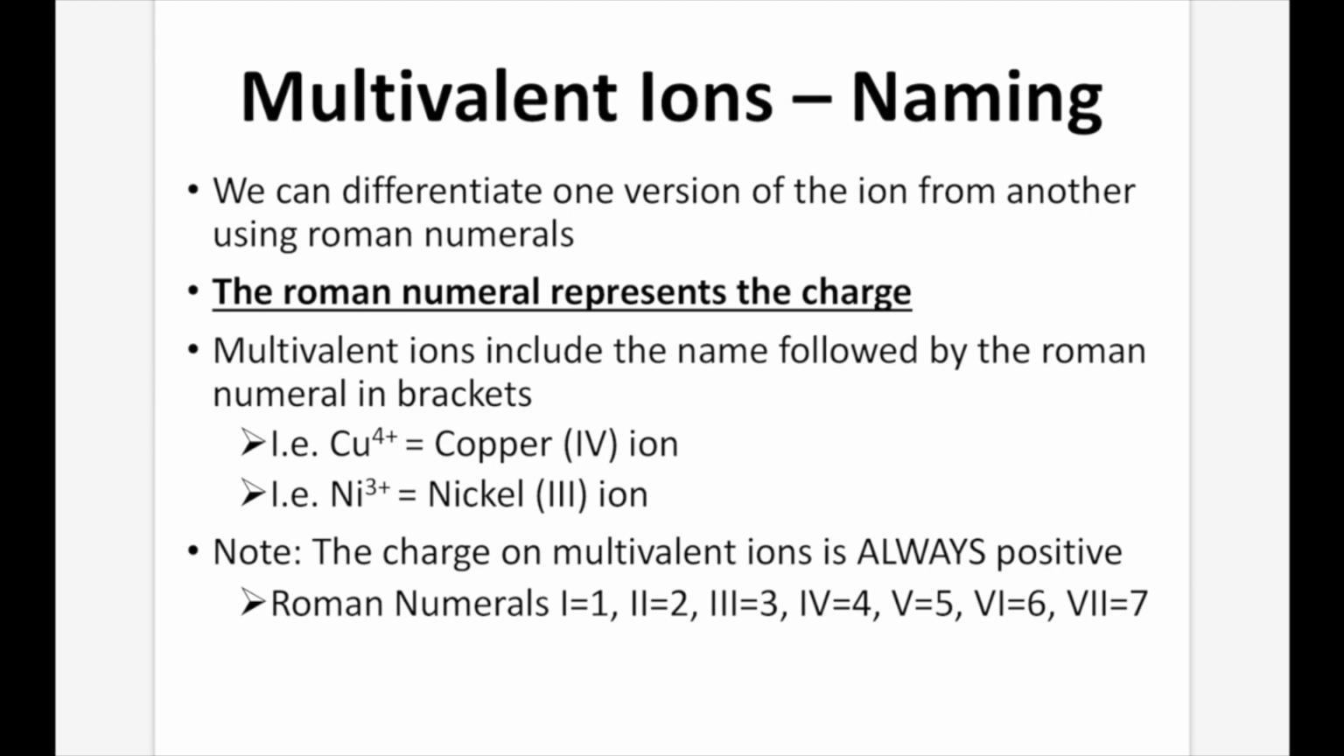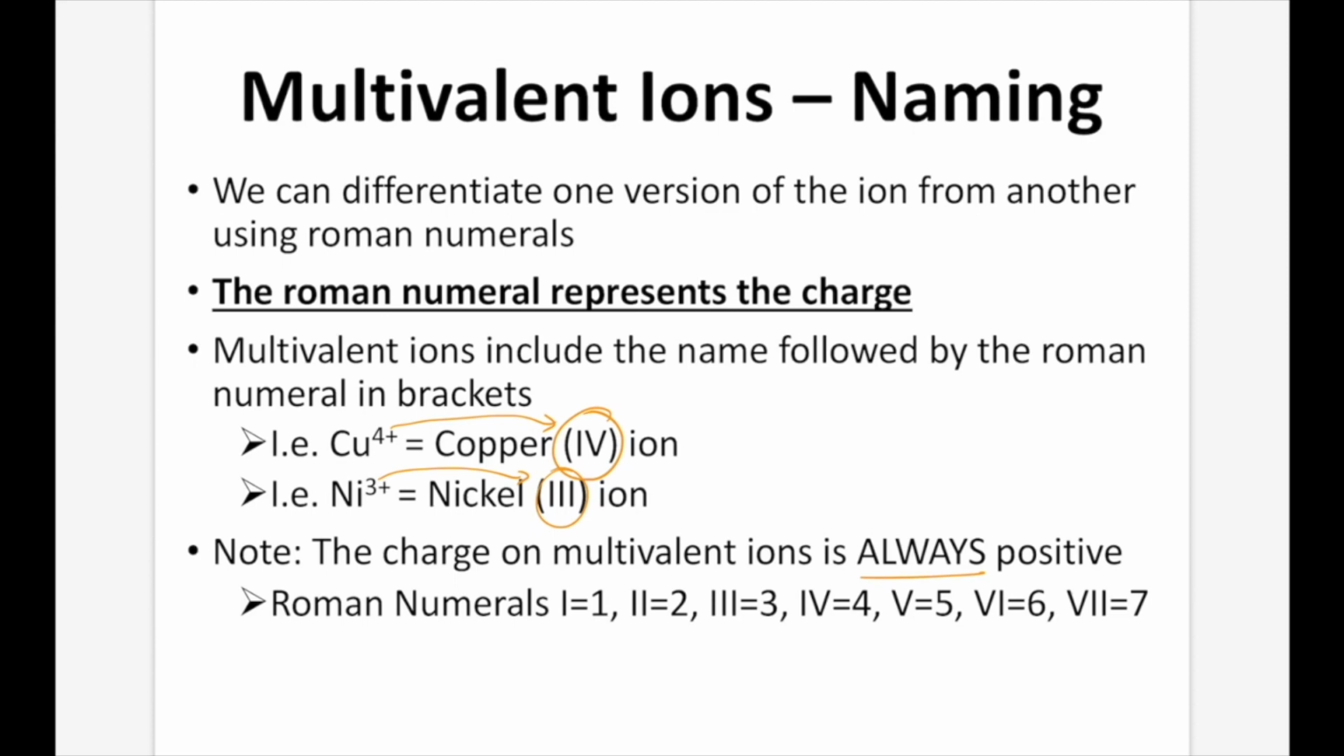So for instance, copper 4+ becomes copper(IV) ion. Ni3+ becomes nickel(III) ion. We can see the 3 is represented by the Roman numeral 3. The 4 is represented by the Roman numeral 4. Note, the charge on multivalent ions is always positive, and this is because of the nature of the atom involved. They are always going to lose their electrons, so they're always going to be positive, so you don't need to worry about that. There's never going to be an IDE at the end, because they're always going to be positive, and therefore we're going to name them like positive ions.